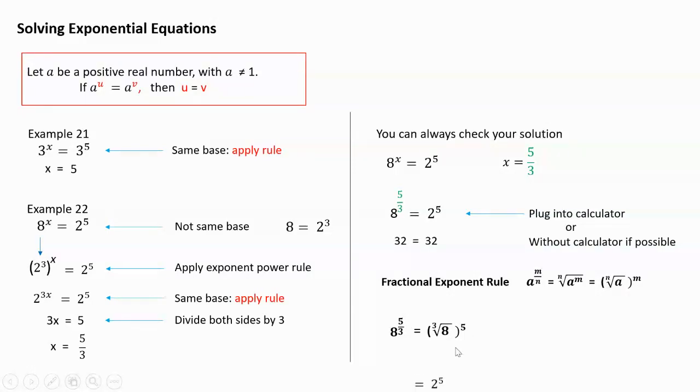So what's the cube root of 8? It's going to be 2. What's 2 to the fifth power? 32. So this is a rule that you use from exponent to a radical. Okay, and you'll be able to simplify without using a calculator.